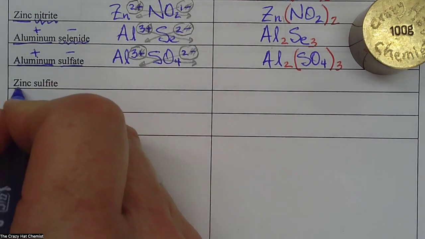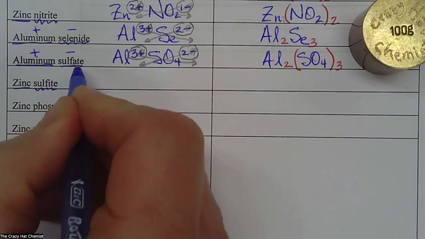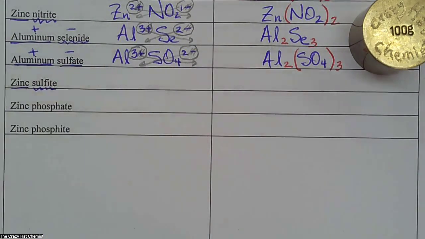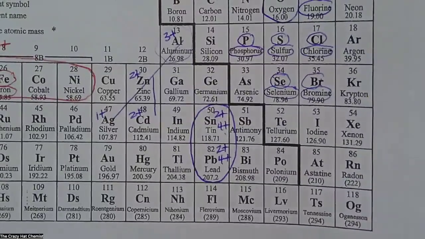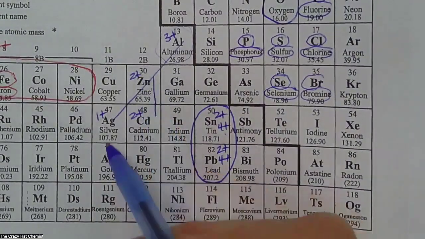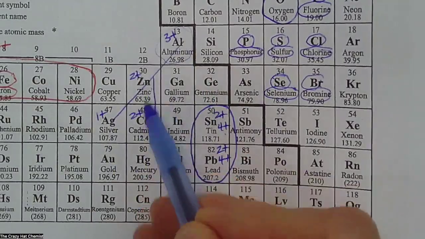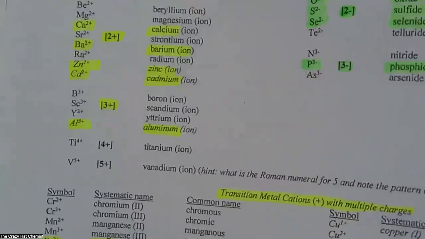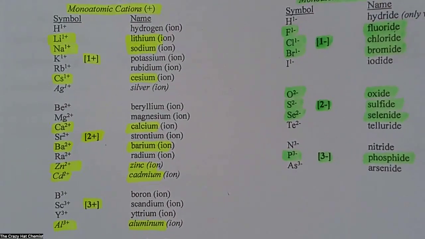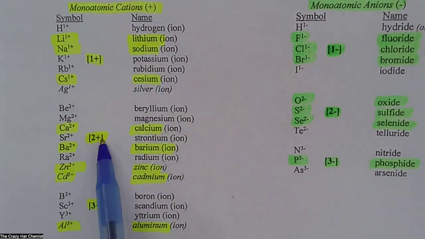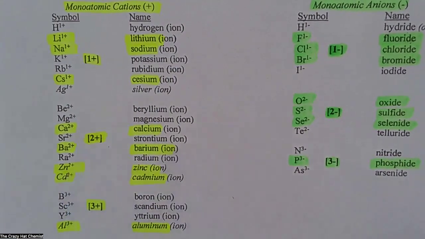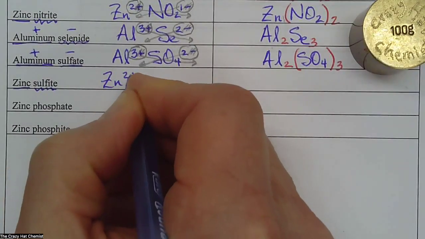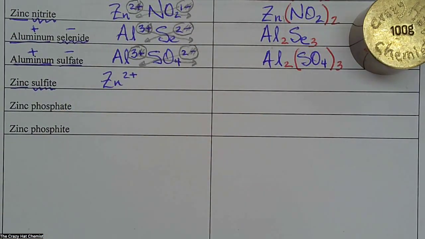This next one here is zinc sulfite. That's different than sulfate. So we've already done zinc before. Okay, it's a periodic trend, and I'm going to point that out here. There's zinc. It's a 2 plus. That's zinc 2 plus. It's also in the 2 plus category of the monoatomic cations, zinc, and Zn2 plus. So that's Zn2 plus. And then I find sulfite.